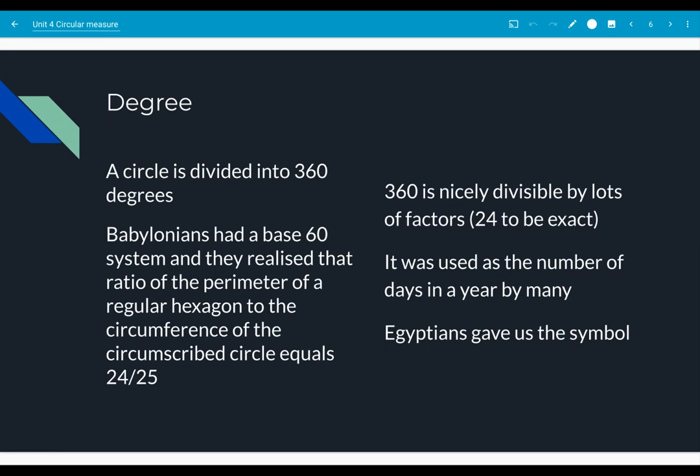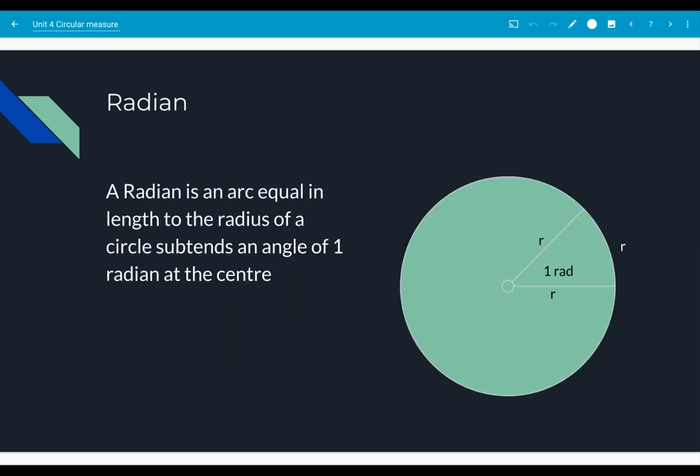And because they had a base 60 system, 360 is divisible by lots of factors. 360 has, in fact, 24 factors. And because of that, that's where 360 degrees came out of. 360 was used for a long time as the number of days in a year, because it had so many factors and was nicely divided. And then the little circle, as in 25 degrees, came from the Egyptians. Actually, they gave us that symbol. So we have degrees, the distance around a circle.